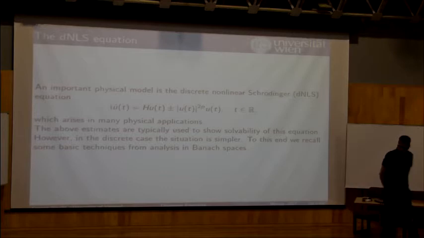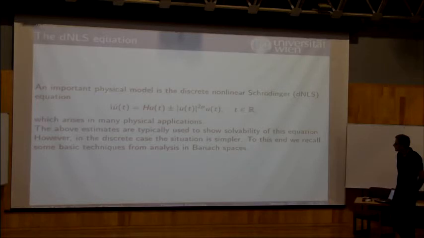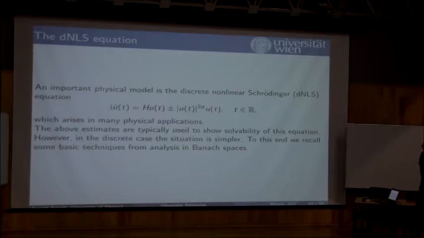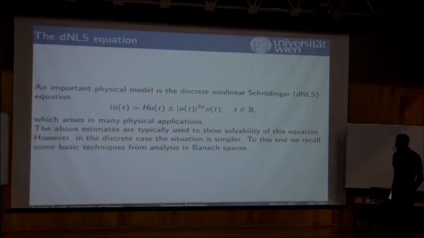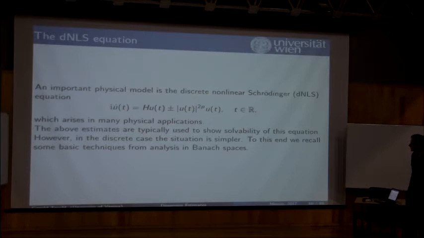So I hope you all remember we were looking at this discrete Schrödinger equation. We found out how to derive some dispersive estimates for this, and we also have seen how to get further estimates, these Richards estimates, out of the basic ones. And in the last part I promised you to talk a little bit about some applications to nonlinear equations, in particular here this discrete nonlinear Schrödinger equation.